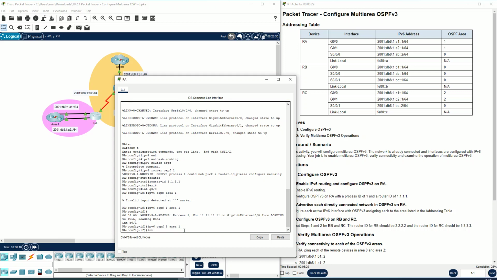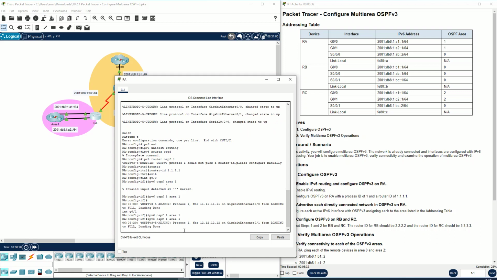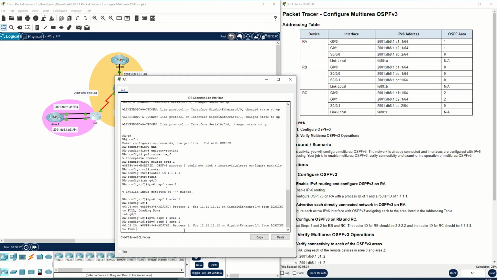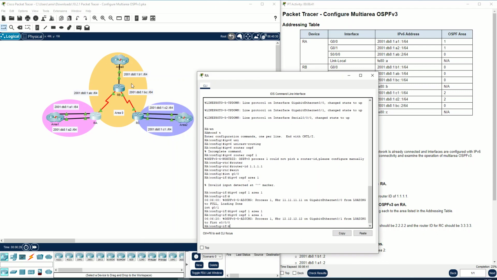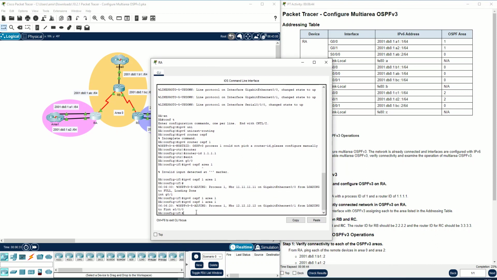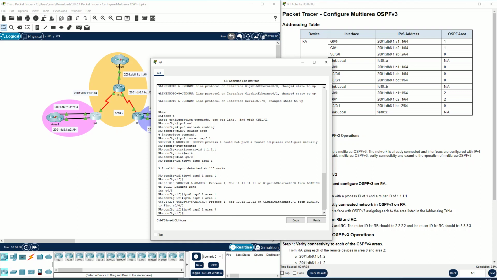We also have interface serial 0/0/0 that is connected to RB here. This interface should be in area 0. It is not in area 1, as you can see; this interface is in area 0. But the process ID is the same. The process ID for all of the routers in this activity and in this topology is the same.